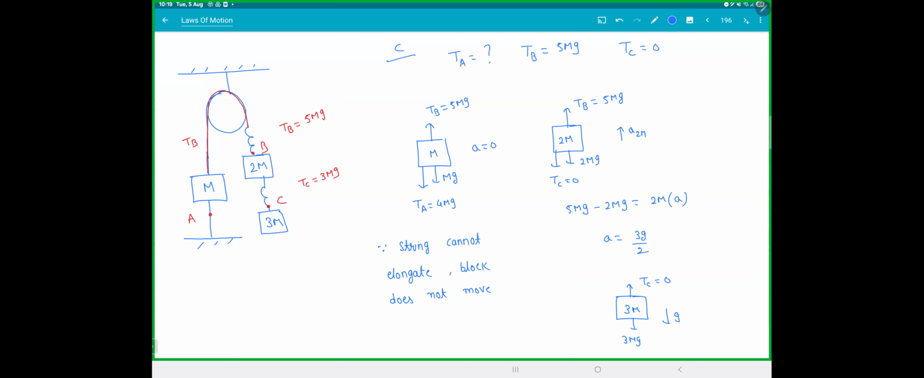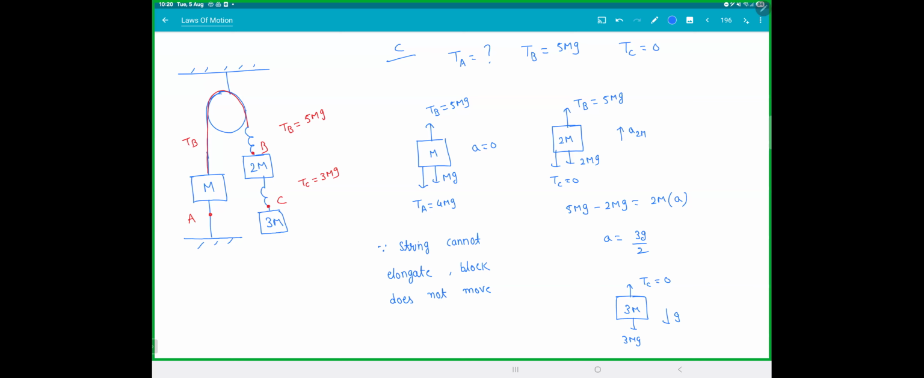Check everyone. Yeah, right, Utsav. Block M, block 2M, it will actually go up. Check this case, everyone. Any confusion on this, please ask me.